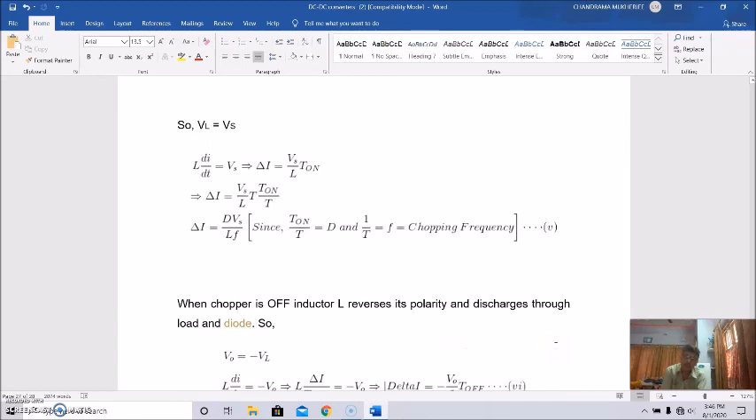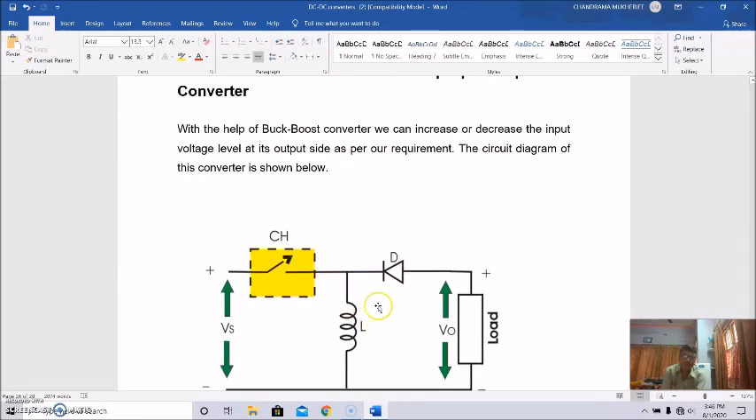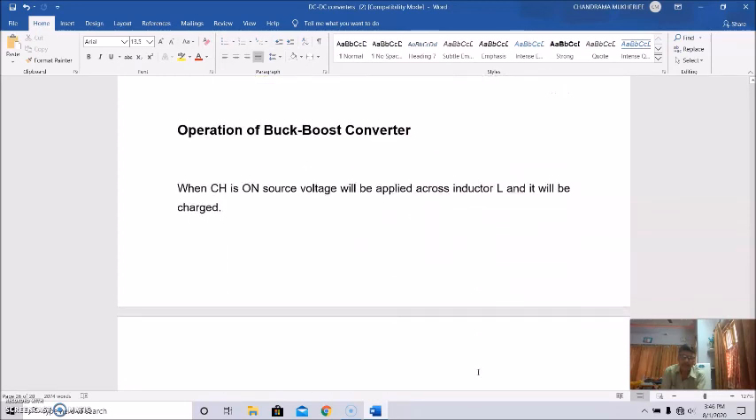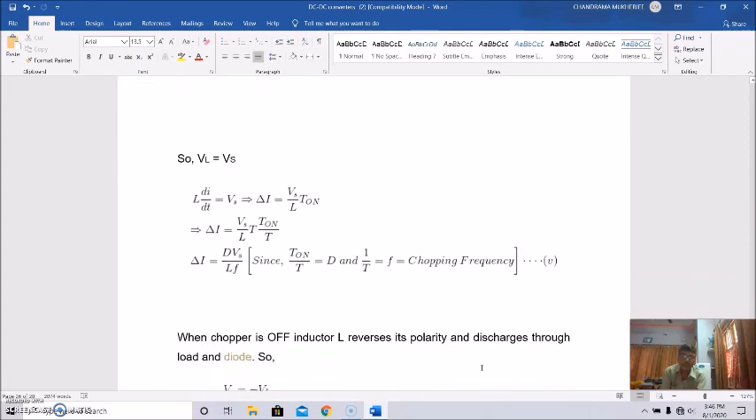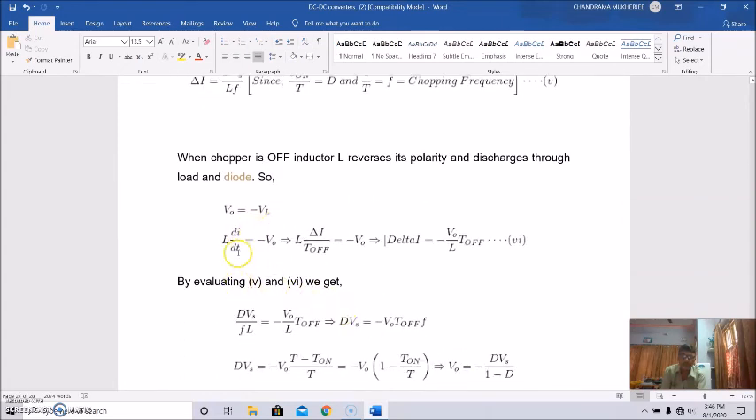Now when chopper is off, what will happen? So this is off, that means the inductor is already fully charged. It will change its polarity. So this is short circuited with this diode, and the current will flow in this way, and the output voltage should be equal to minus of VL, or VL equal to minus V0. Okay, so this is chopper off. So V0 equal to minus of VL, so L di/dt equal to minus V0, that is L delta I by T off. So di is delta I and dt equal to T off. So minus V0 equal to this, so delta I equal to minus V0 by L into T off.